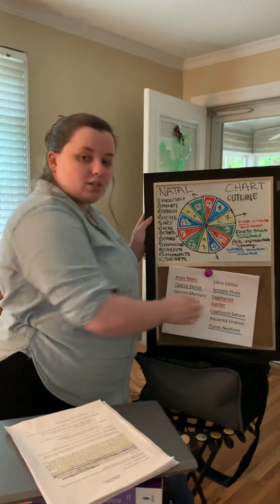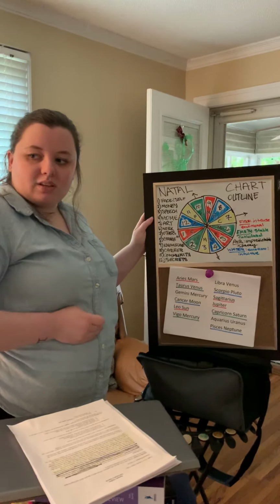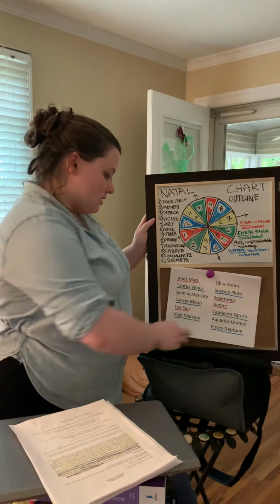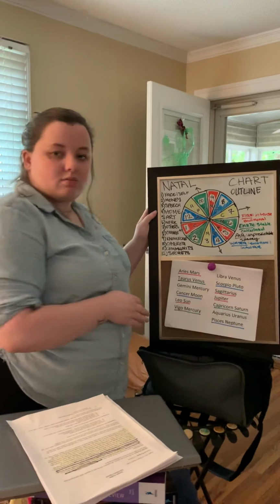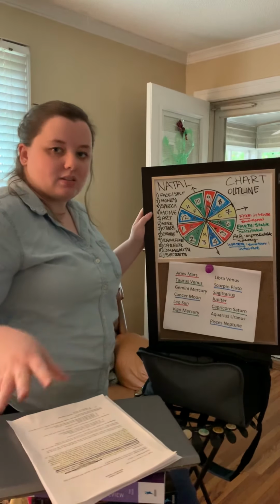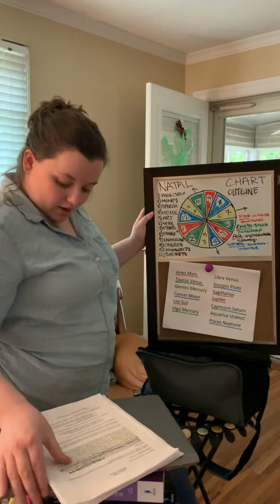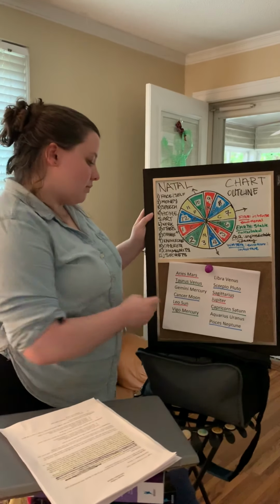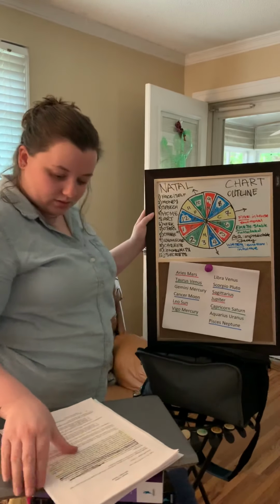Aquarius is ruled by Uranus. Uranus is going to be things that are out of the blue. Pisces is ruled by Neptune. Neptune is a dream world. It's idealistic. Now moving on, let's see what it means to have those planets in those houses.